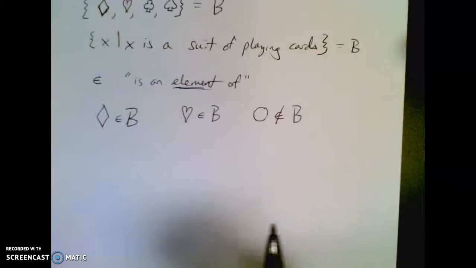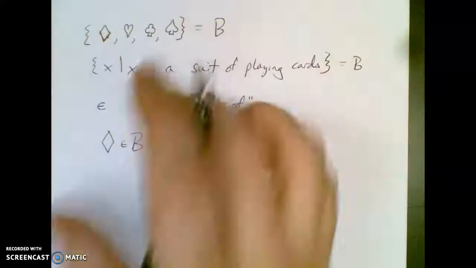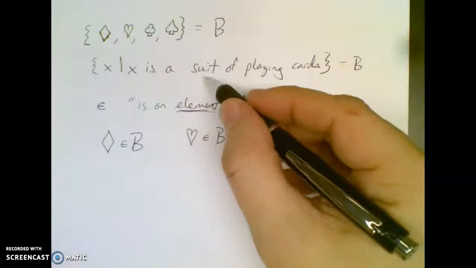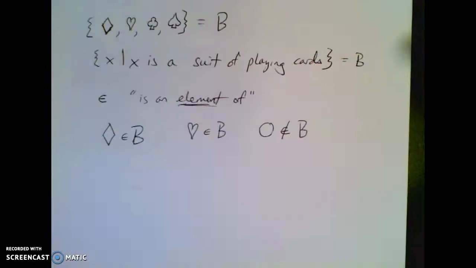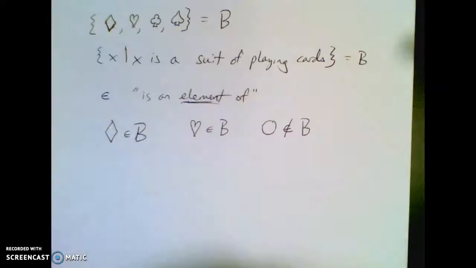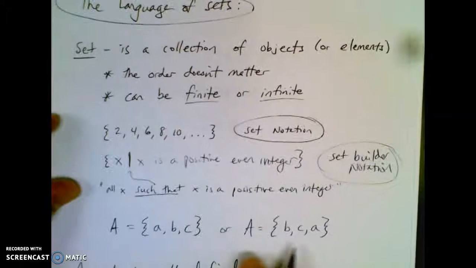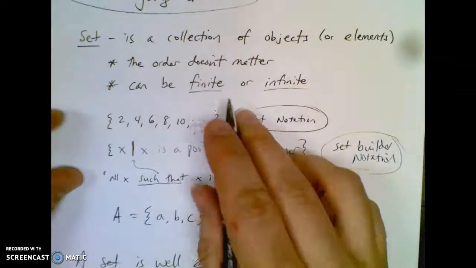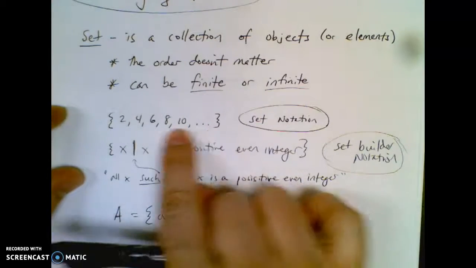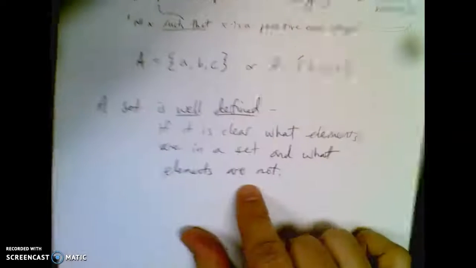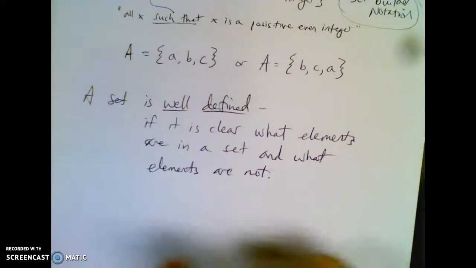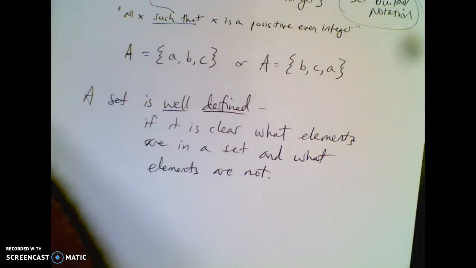That's good enough for today. Just getting used to set notation, set builder notation. You got to practice your curly braces. We know this symbol is an element of. You know that sets can be in any order, right? Order doesn't matter. They could go on forever, right? Here's an infinite one, and here's a finite set. And well-defined just means you know what's in it and what's not in it. All right, so that's it for today. You should be able to do worksheet set 1.